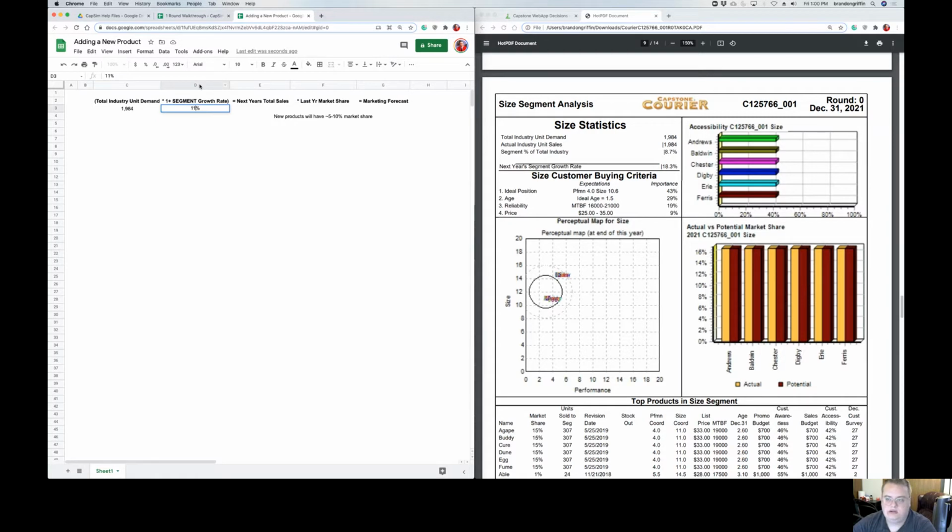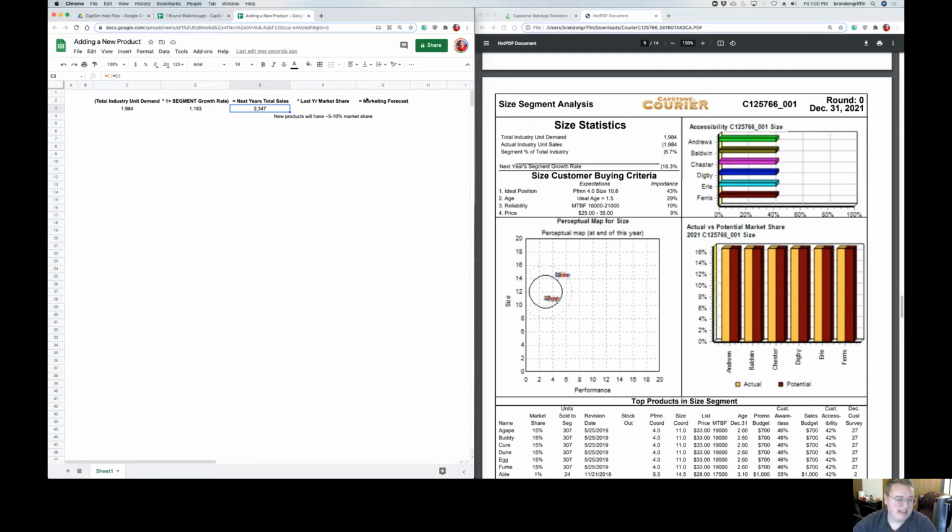I'm not going to make this a percentage actually. So 1.183. Okay, I'm struggling. So we're going to do 1,984 times 1 plus the growth rate of 18.3%, which is 1,984 times 1.183, which gives us next year's total sales of 2,347. So that means next year, all of our competitors combined are going to sell 2,347 units. That is the demand that the customers are going to want next year.